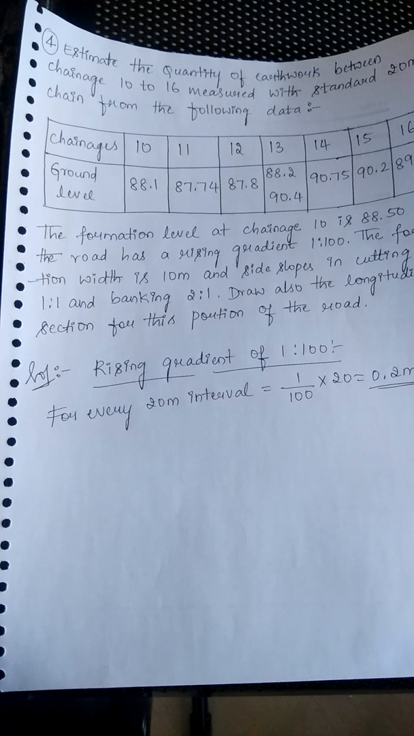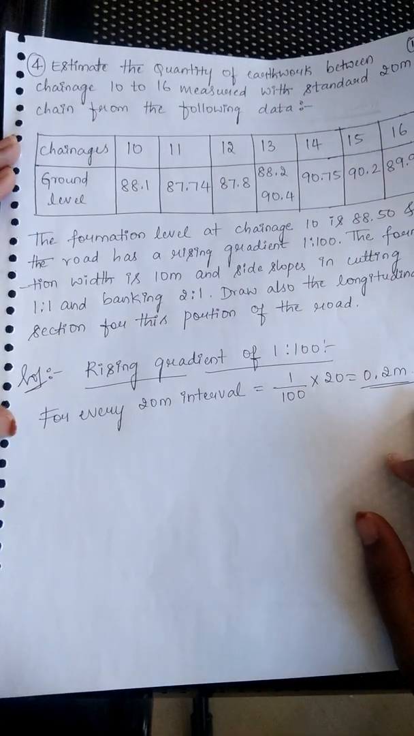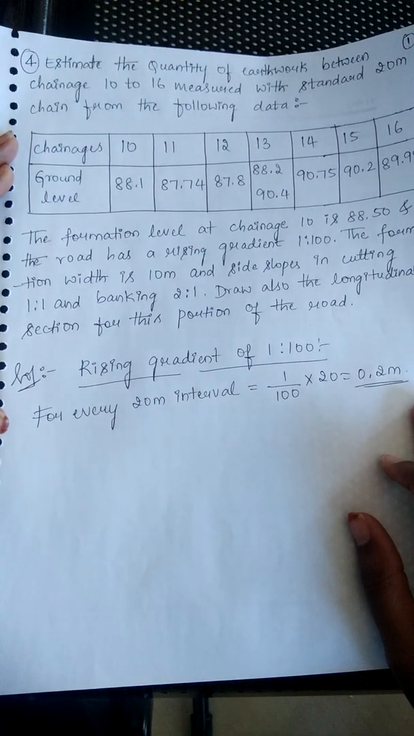And then the formation level at chainage 10 is given, which is 88.5, and the road has a rising gradient of 1:1000. The formation width is 10 meter and side slopes in cutting is 1:1 and banking is 2:1. Draw also the longitudinal section for this portion of the road.